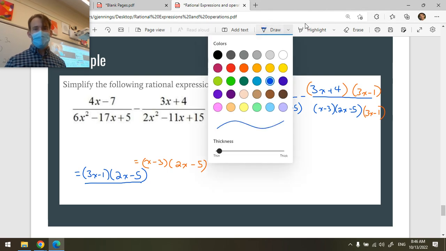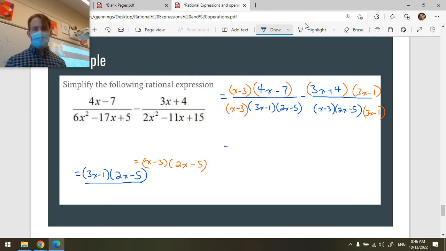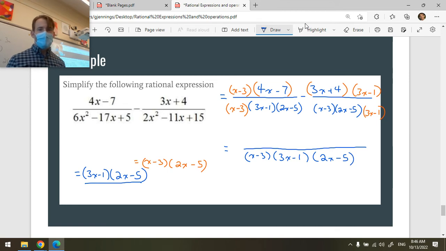Let's go. So we have the same denominator now. It is x minus 3 multiplied by 3x minus 1 multiplied by 2x minus 5. Done. Common denominator. And then let's do the first FOILation here.